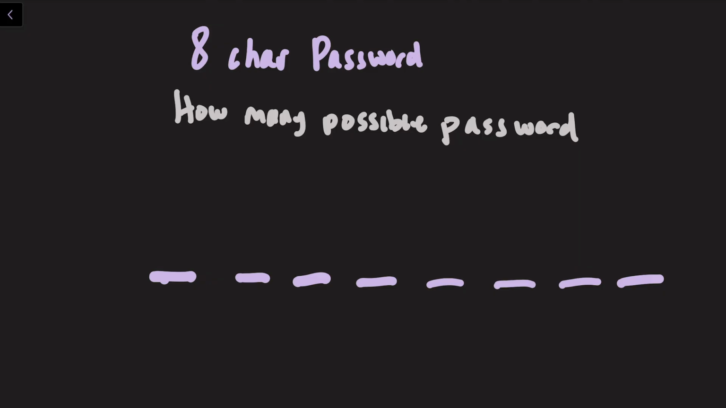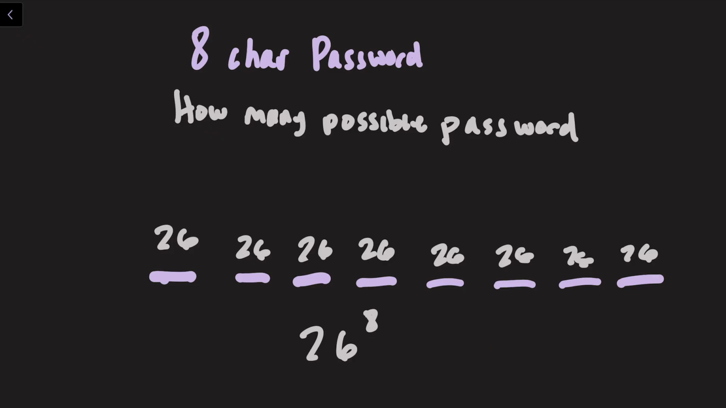Now let's say we have an 8-character password only using letters. Let's say every letter is lowercase, so we have 26 possibilities. If we want to see how many possible passwords there are, we use the same logic, and we'll get 26 to the 8th possible passwords.